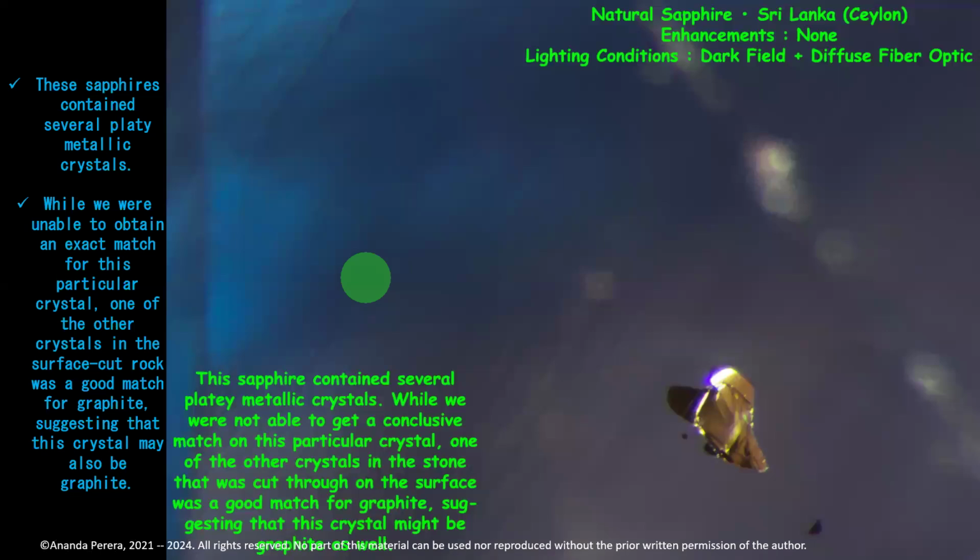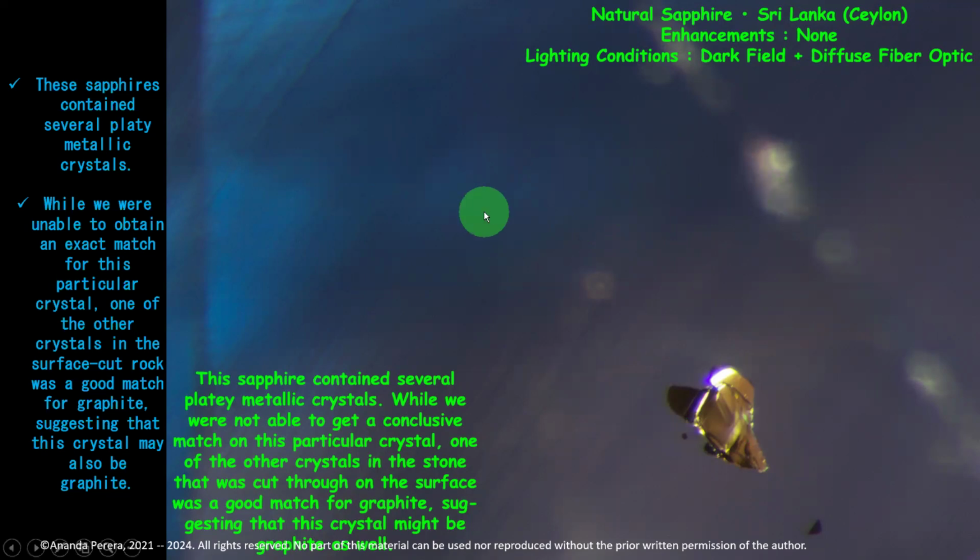Now here, another picture here. Graphite, graphite. Look at these. Those are mistakenly identified by some kind of gemologists as glassy discoids. But this is not a glassy discoid. This is natural sapphire. Lighting condition here is dark field illumination and the diffuse fiber optic. With both lighting conditions, we can see this picture.